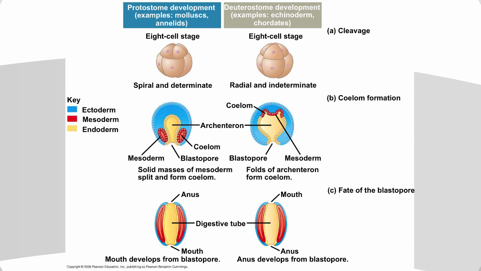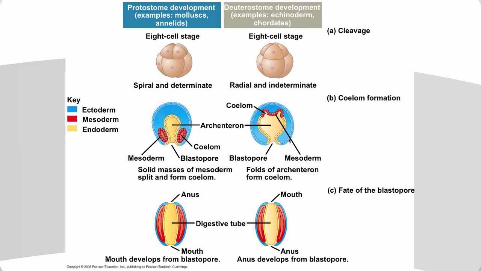The first major difference is at the 8-cell stage. In protostomes, the cell lines have basically been determined. In other words, the fate of each cell as either endoderm, ectoderm, or mesoderm is already determined, and that's not the same in deuterostomes. At the 8-cell stage, in deuterostomes the cell lines are still indeterminate. The other difference is how the coelom is formed, which has to do with how the mesoderm is formed. You can see that in protostomes, the coelom is formed from solid masses of mesoderm splitting. It's a little bit different in the deuterostomes, where the coelom forms from folds of the archenteron.